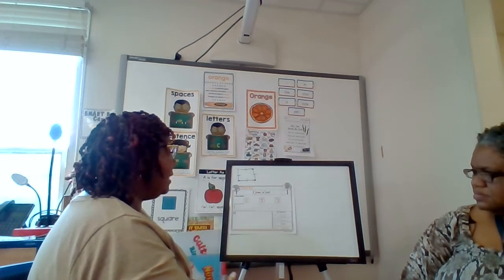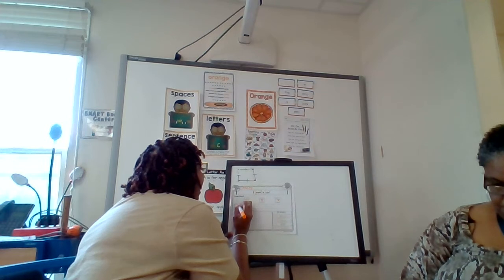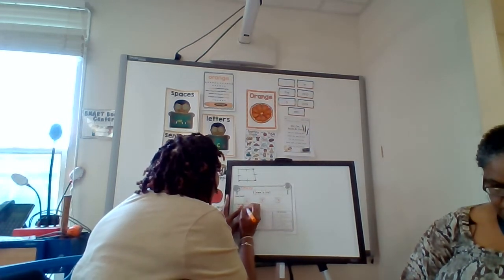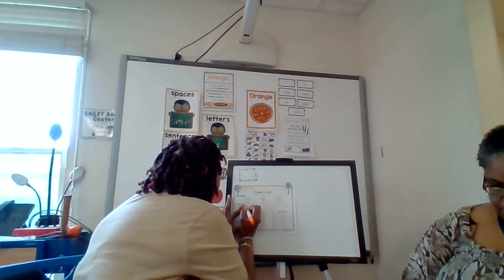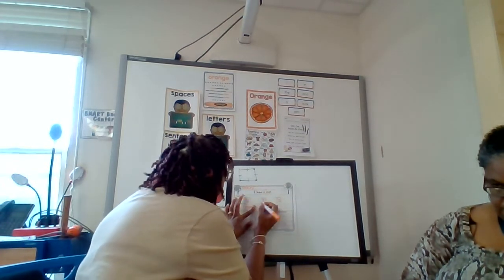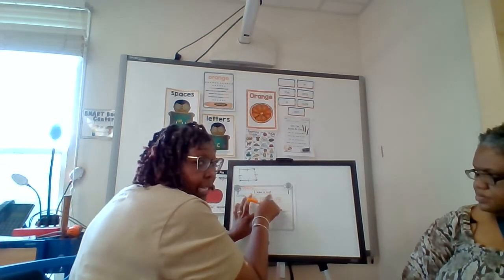Now it says write the sentence. So here's the sentence, and we're going to write it. Okay, remember we need to use spaces. So we're going to start with the word I. I. Finger space. Next word is C, E, E. Finger space. A. Finger space. Last word is cat.